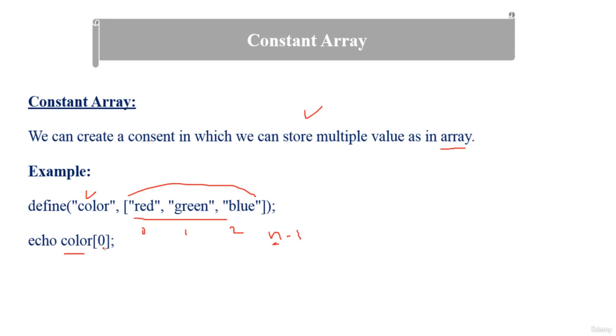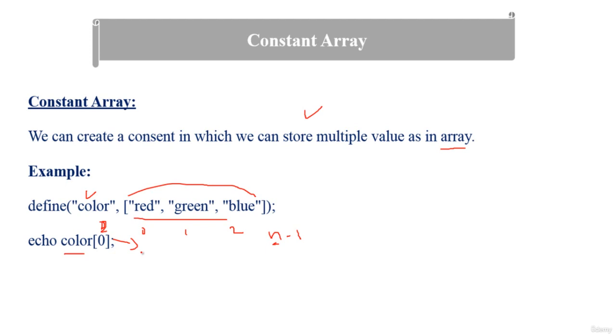In square brackets you can pass an index number, for example 1, then green will display. When you put 0, red will display. When you provide a 2, blue will be displayed. So this way you can create a constant to store multiple values as we store in an array.